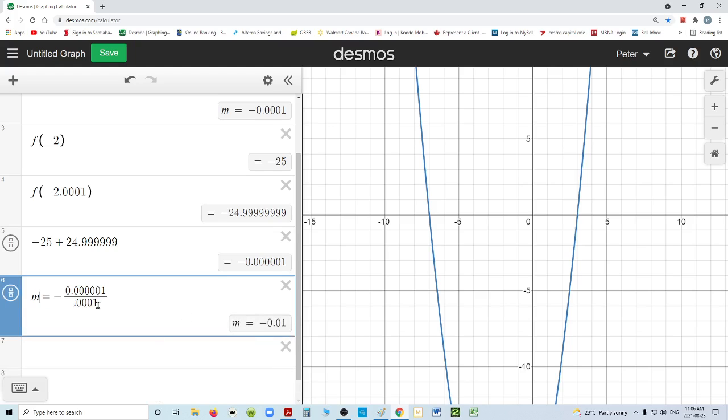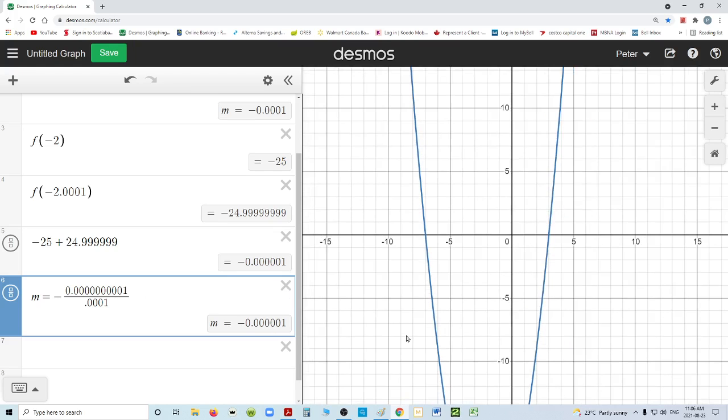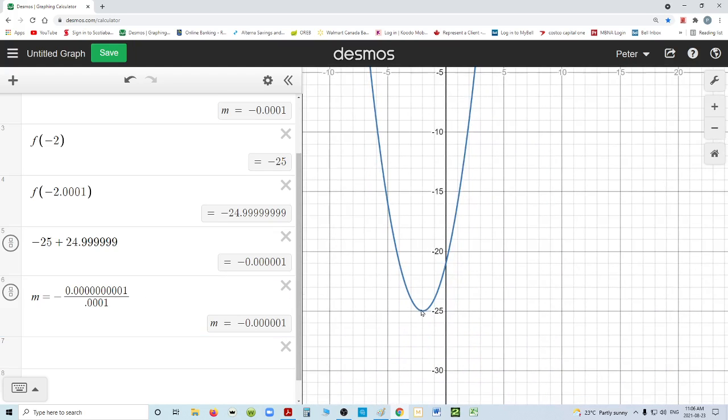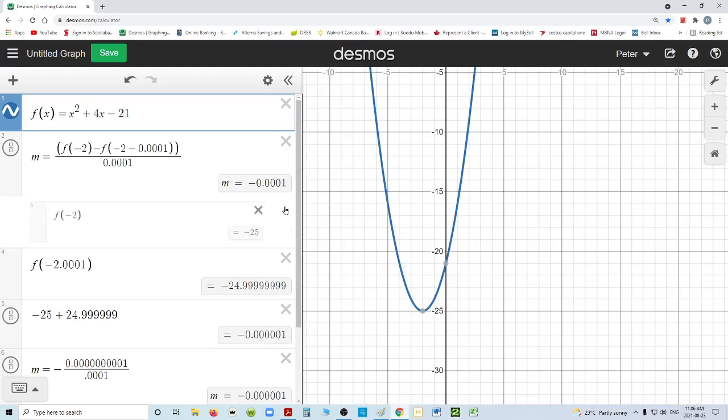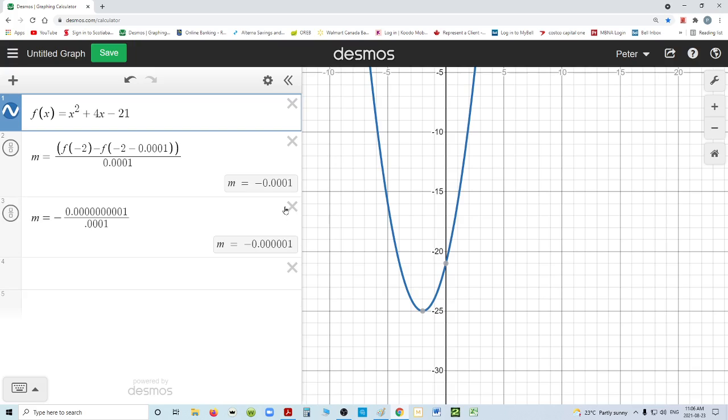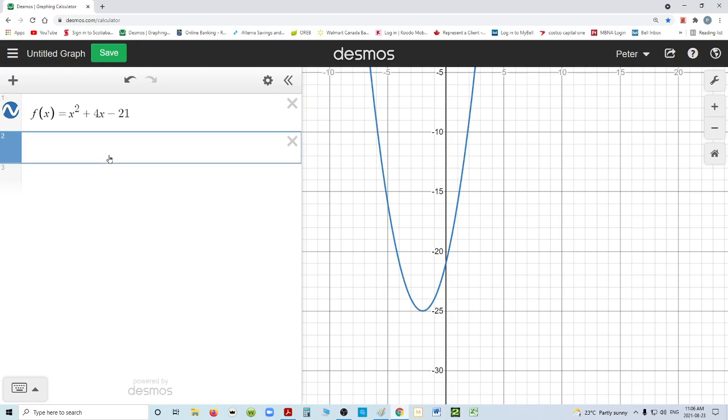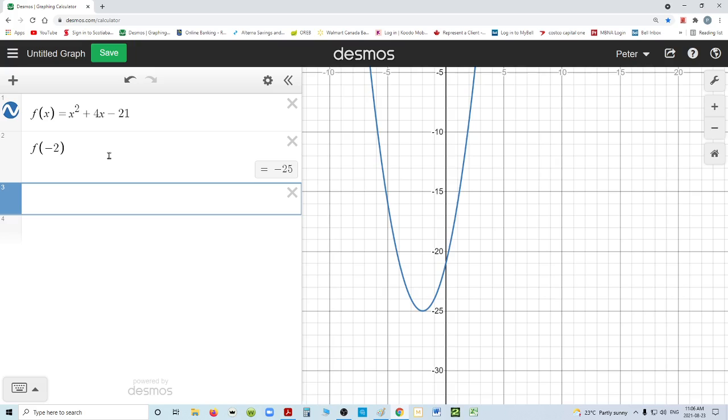Right there. And the bigger my h, the more this goes down, the more I can see I'm approaching 0. Then that's just to the left of it. That's a point just to the left of it. And then to the right of it, you would do the same thing. Let's skip this formula and just do it by hand. You would find f of minus 2, which you know is minus 25, which is the vertex.